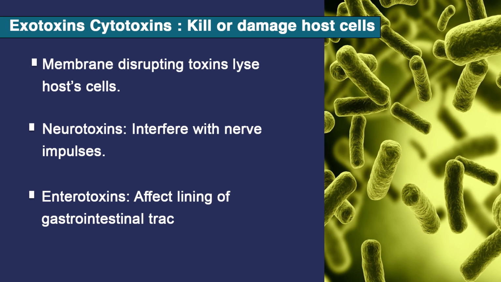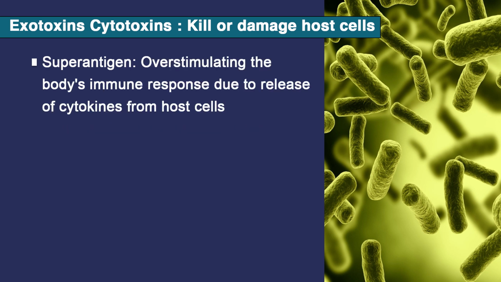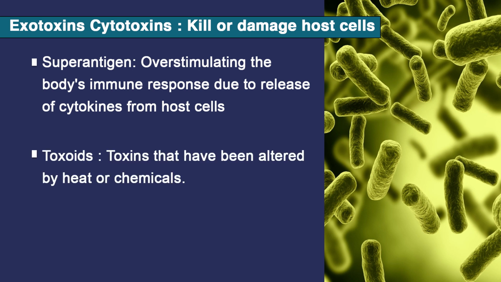Neurotoxins interfere with nerve cells. Enterotoxins affect the lining of the gastrointestinal tract. Superantigens overstimulate the body's immune response due to the release of cytokines from the host cell. Toxoid is a toxin that has been altered by heat or chemicals.